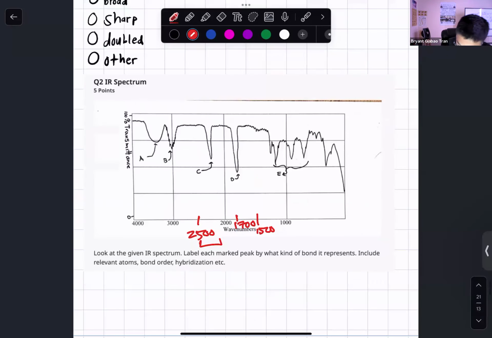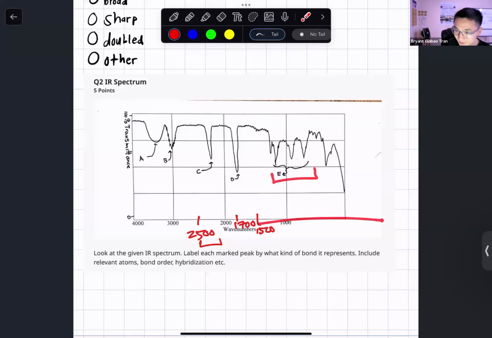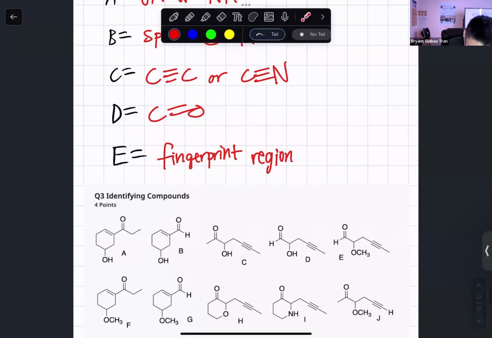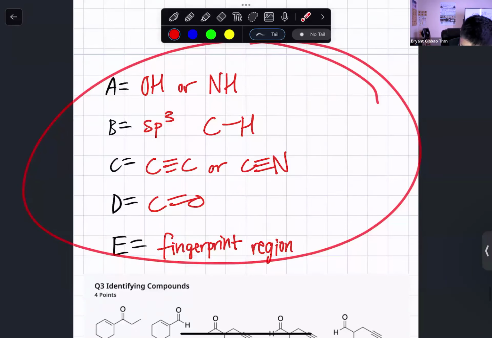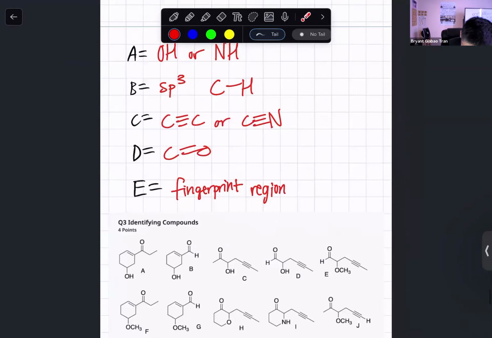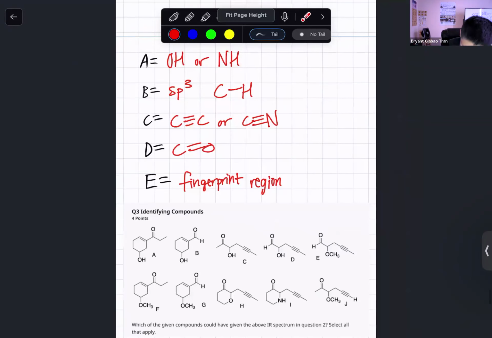Okay. What is the name of the region E? That's 1500 and below. Fingerprint region. Yes. E is the fingerprint region. Okay. Now we have all of the information that we can get from the IR, which shows us the functional groups present in the structure. Now for the next problem, I want you guys to use the information that we found and find possible and plausible structures based on the information.